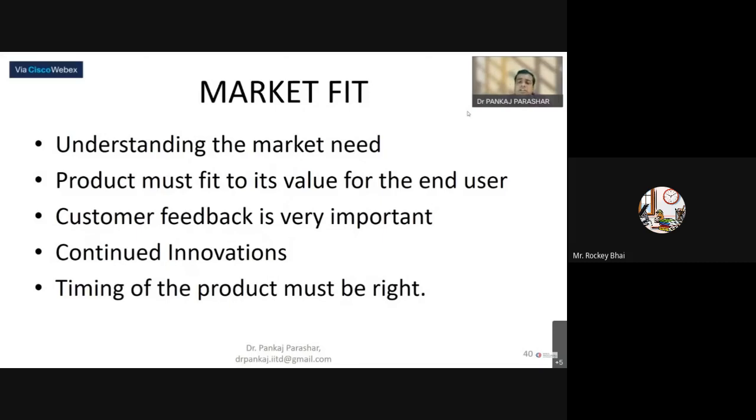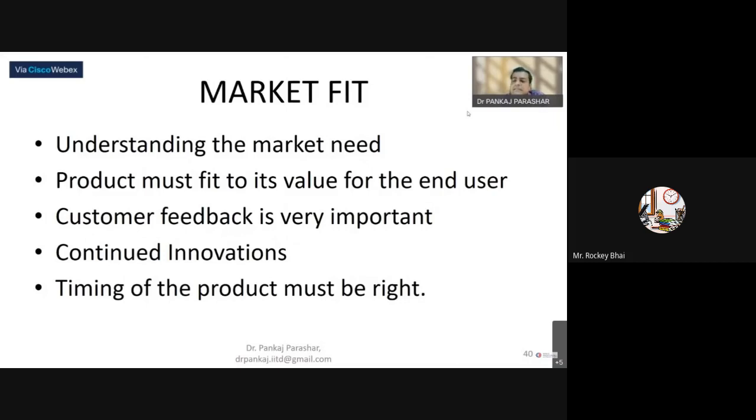Then continuous innovation keeps on improving the product. From what you see in a phone's journey in the last 5 or 6 years, the journey of the smartphone has been tremendous. You can't even imagine. Now they are equally competing with computers in performance and at times exceed them. Timing of the product must be right. What does this mean? Some products are launched way ahead of their times. People might not have needed it, and that's when those products fail in the market.